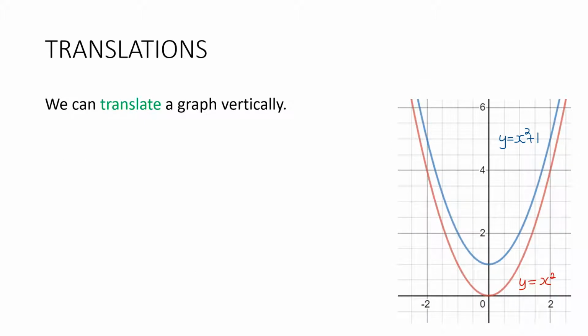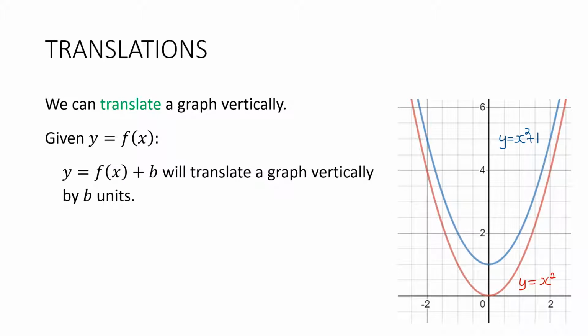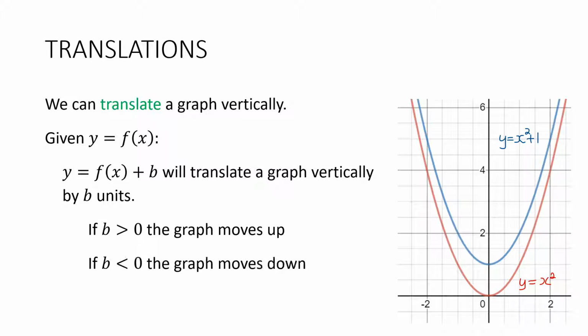Let's look at the different transformations. We'll begin with translations. We can translate a graph vertically. So if we're given y equals f of x, then y equals f of x plus b will translate a graph vertically by b units. Now if b is greater than 0, like in this case here, you can see b is equal to 1, then the graph is going to move up. If b is less than 0, then the graph will move down.